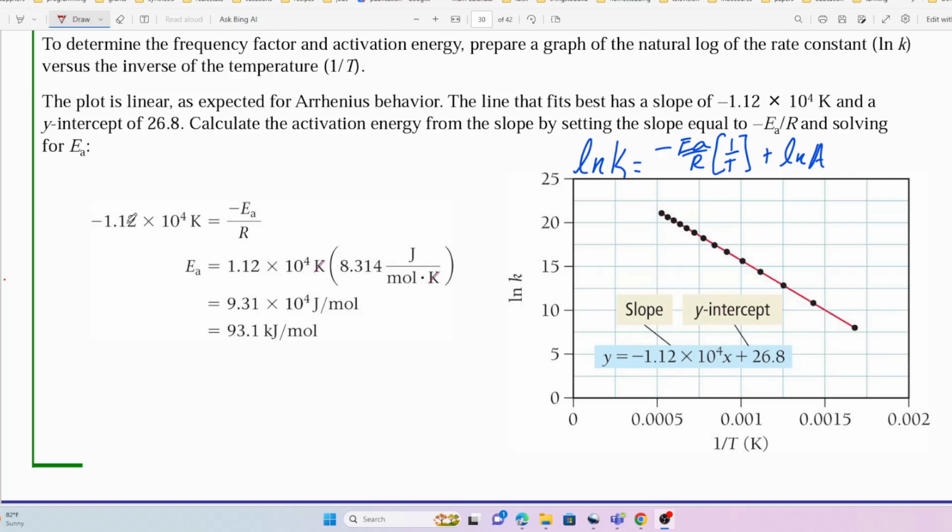So we can set our slope, negative 1.12 times 10 to the 4th, equal to negative EA over R. So our activation energy is given by 1.12 times 10 to the 4th times 8.314 joules per mole Kelvin. That's R in energy units. So our activation energy is equal to 93.1 kilojoules per mole.